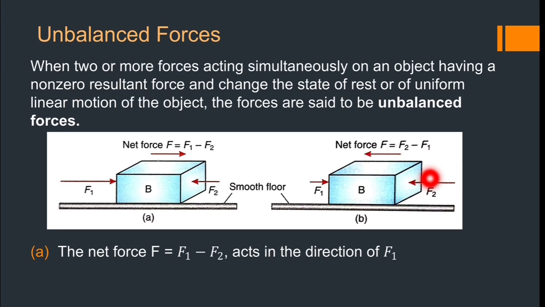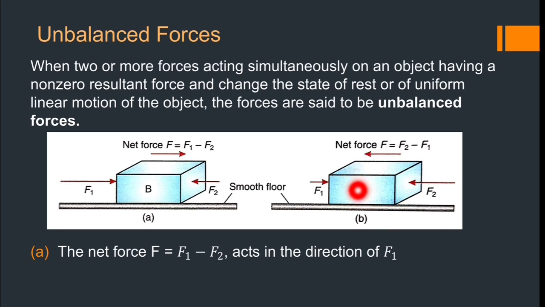In this figure again you can see that there are two forces acting simultaneously on this block. The force F1, which is acting in the right direction, is of smaller magnitude than the force F2, which is acting in the left direction. It means in this case again we can say that the two forces acting on this block are not of the same magnitude, so they cannot cancel out each other and they constitute an unbalanced force.